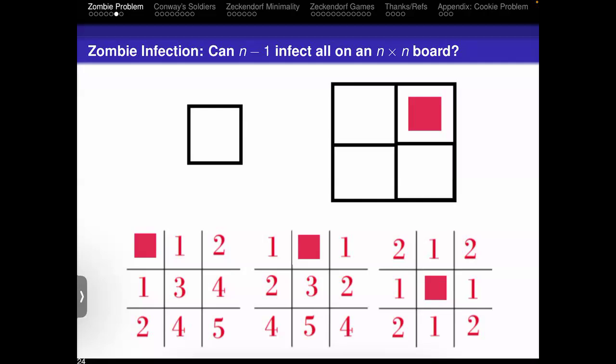Okay, so I've just done up to 2024 in my head, and none of them work. I did every single possible configuration of infections of n minus 1 on the first 2024 boards.